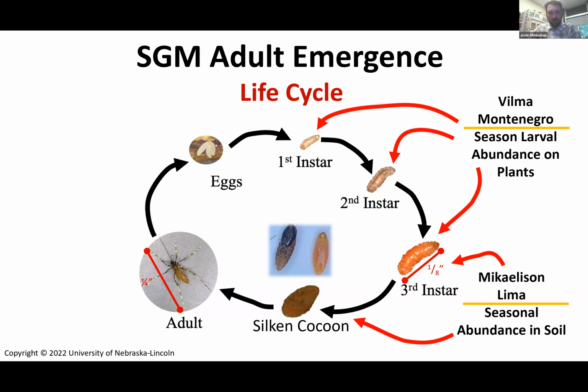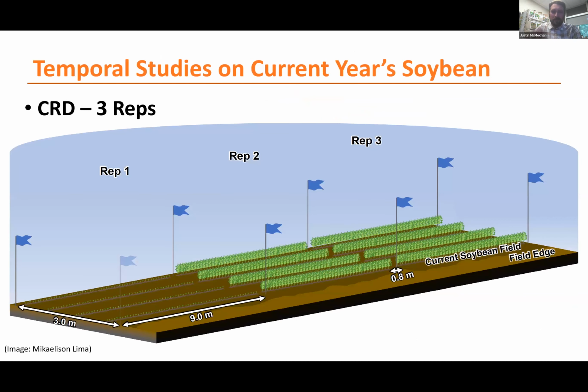And then obviously Mika's work focuses on that third instar in the soil profile, as well as silken cocoons or pupa that might occur. That's that 2021 design, a completely randomized design with 3 replications right along the field border. Mika did a more complex design in 2022.